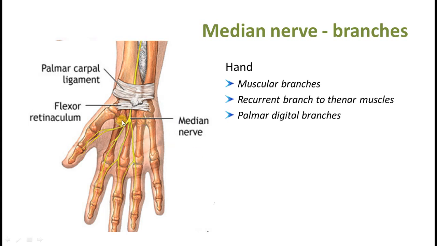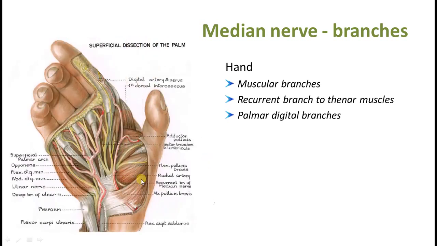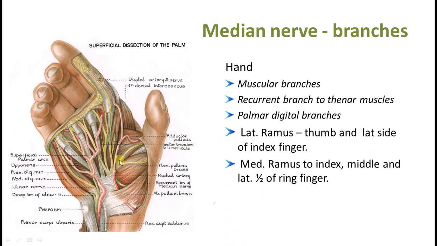Then, as I told you, it divides into a lateral ramus and a medial ramus. The lateral ramus mainly supplies both sides of your thumb, and it also supplies the lateral side of the index finger. It also gives a branch to the first lumbrical muscle.